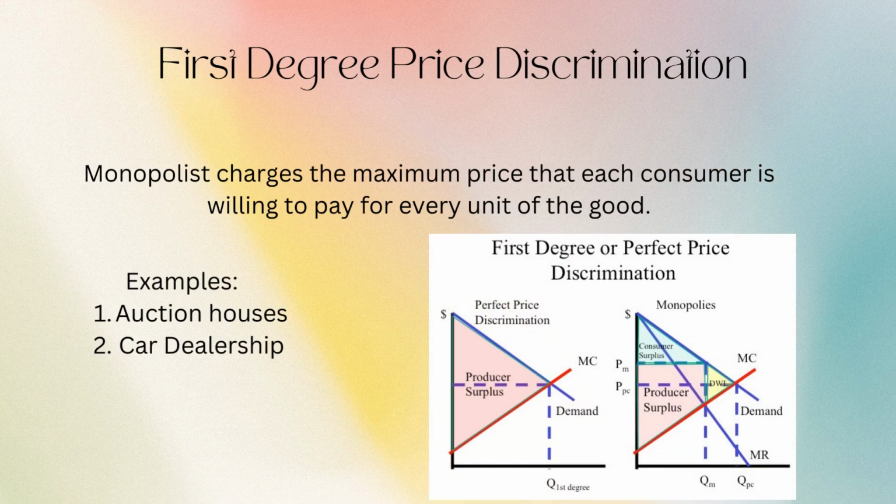First degree price discrimination. Generally, this exists in the place where the monopolist can charge the maximum price from each customer willing to pay for every unit of the good. Some examples are auction houses and car dealerships. Here the monopolist is able to extract the whole of the surplus from the customer. A small problem existing here is that a customer may not be aware of the maximum price that each consumer is willing to pay.